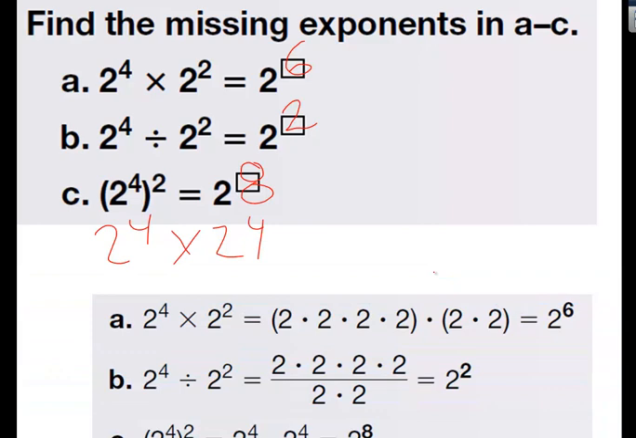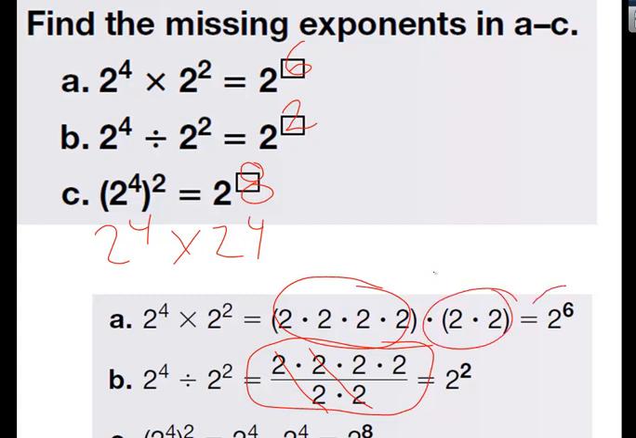This is a great way of showing you how that subtraction works. Because you've got 2 to the 4th power on top and 2 to the 2nd power on the bottom, and then when you cancel them out, what are you left with? 2 to the 2nd power. That's a great way of showing it. I like that. And here, kind of the same thing. 4 plus 2 equals 6.